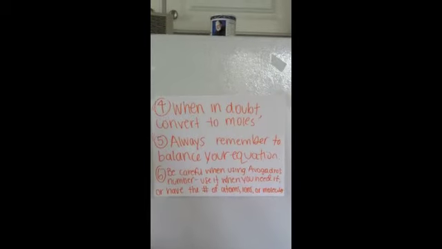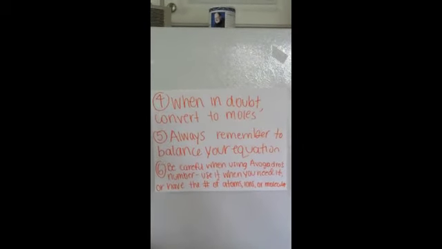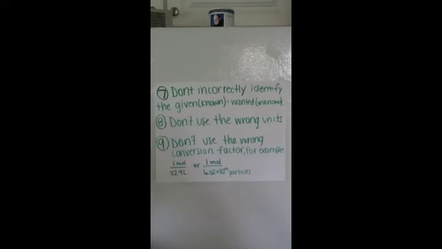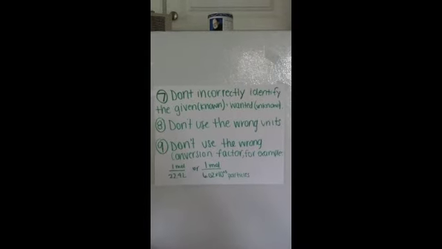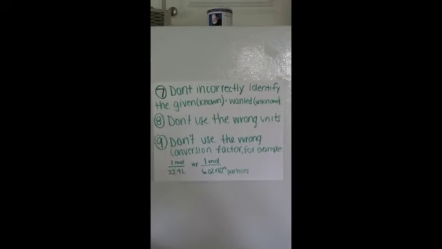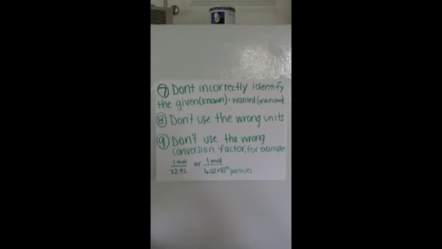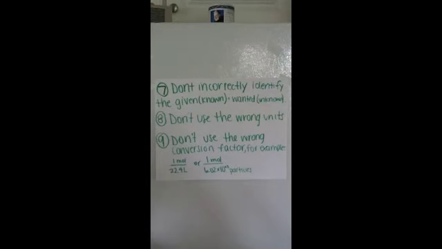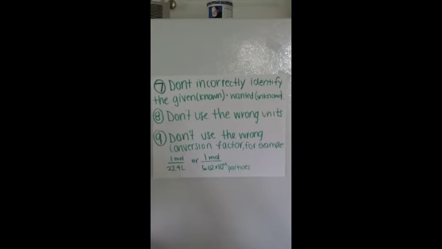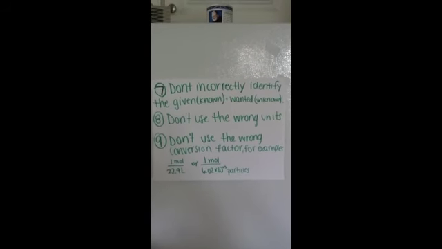Number 6. Be careful when using Avogadro's number. Use it when you need it, or have the number of atoms, ions, or molecules. Number 7. Don't incorrectly identify the given known and the wanted unknown. Number 8. Don't use the wrong units. Number 9. Don't use the wrong conversion factor, for example, 1 mole over 22.4 liters, or 1 mole over 6.02 times 10 to the 23rd particles.